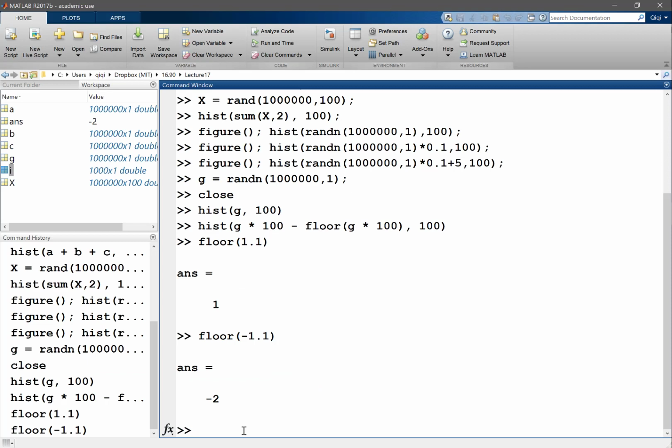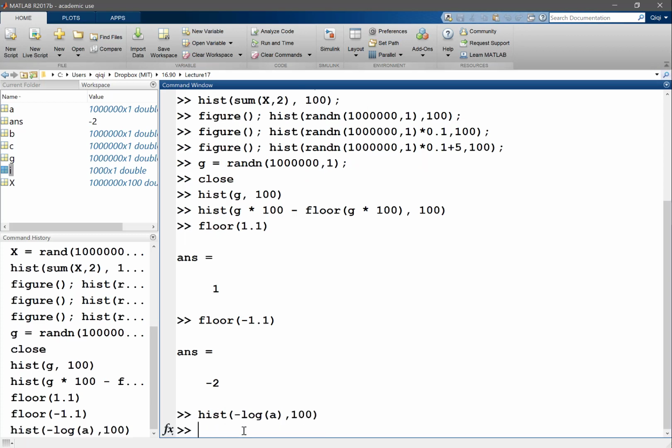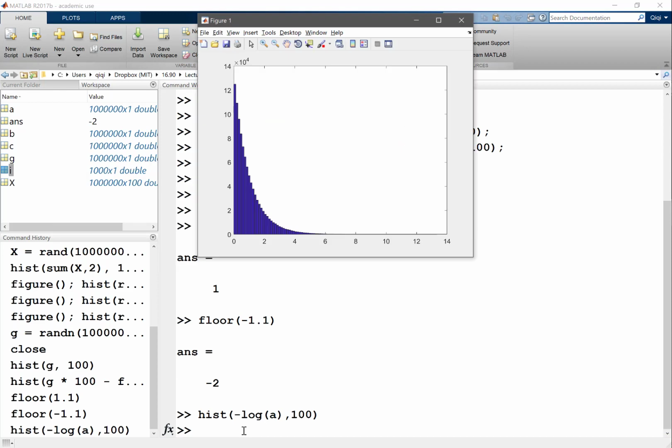So the best way to do that is actually to take a uniform random variable like the A we had before and transform it using what? Lambda e to the minus lambda. The exponential. Actually, the opposite of that. I want to take a log of A. So if I do a histogram of minus log A, this is what I get.